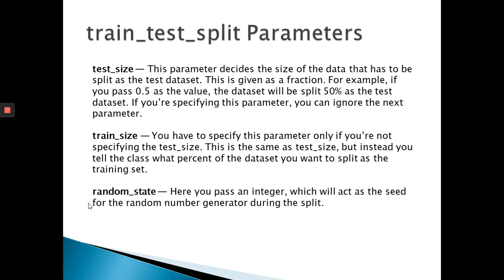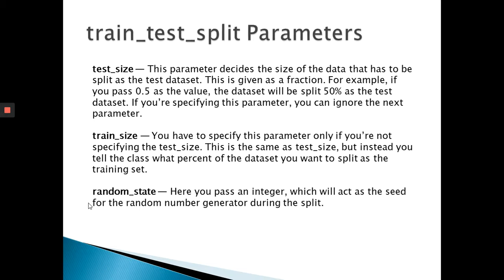Now let's understand the parameters that train_test_split takes. First is test size. This parameter decides the size of the data that has to be split as the test dataset. This is given as a fraction. For example, if you pass 0.5 as the value, the dataset will split 50% as the test dataset. If you are specifying this parameter, you can ignore the next parameter.